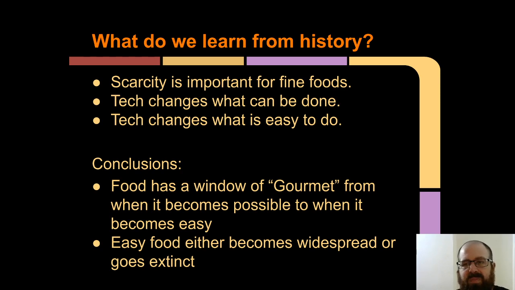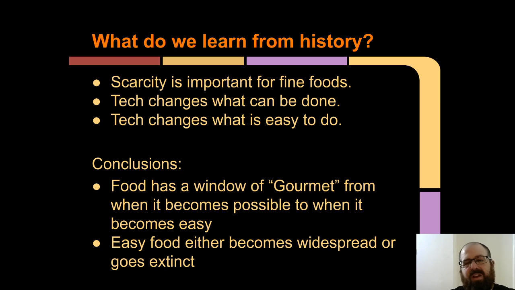So, what does history teach us here? It teaches us that scarcity is important for fine foods, right? Lots of food tastes good. I love fried chicken. Fried chicken is amazing, but fried chicken is not a fine food. Whereas Kobe beef is a fine food, not just because it's delicious, but because it's rare. It's hard to find.